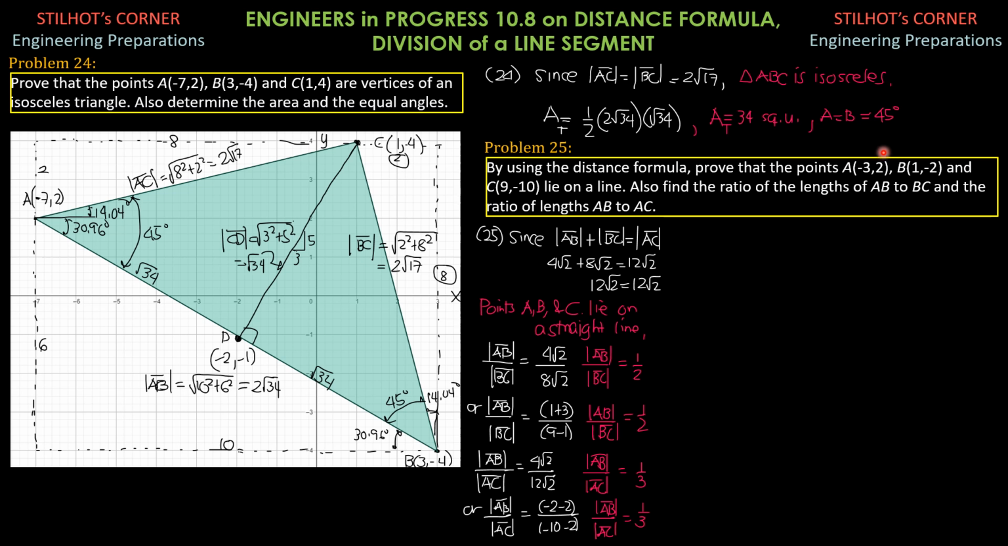And as mentioned in the first part of the video, I mentioned that the area is 34 square units based on the area of the circumscribing rectangle, and we subtracted the areas of these right triangles. Then for the angles, this is inverse tangent.